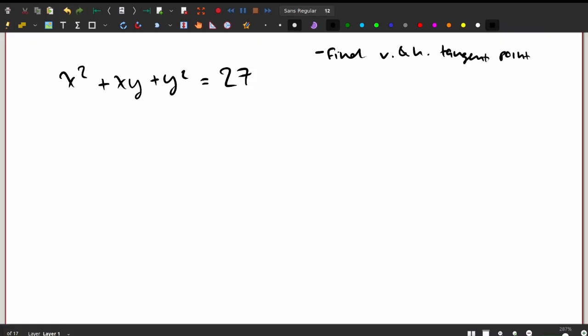Let's do one last problem. Let's suppose I have the function x squared plus xy plus y squared is equal to 27. Now, it says to find all vertical and horizontal tangent points. Now, this shape is tricky. Because we have this xy term here, it's a rotated conic, so it looks something like that.